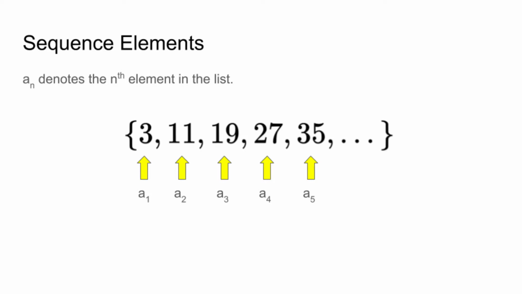Now let's talk a little bit about the sequence elements themselves. As I mentioned, the sequence is an ordered list of elements. So the first element in the list, or sequence here, is the number 3. And since it's the first element in the list, we call it A1. Subsequently, the second element in the list is 11, and it's denoted A2, and so on.